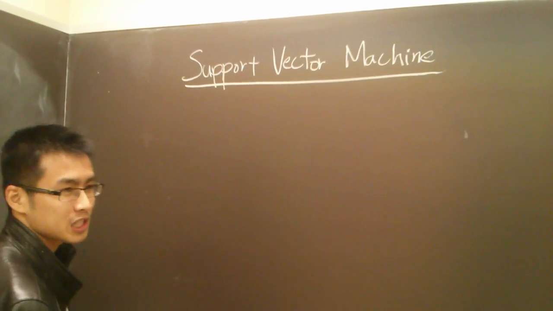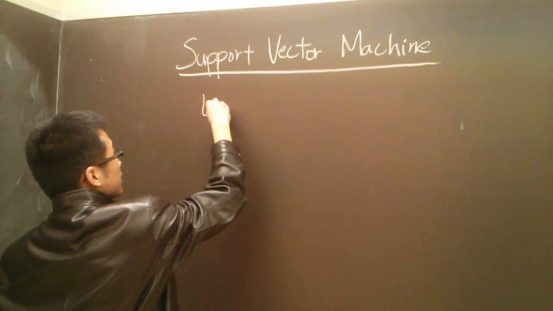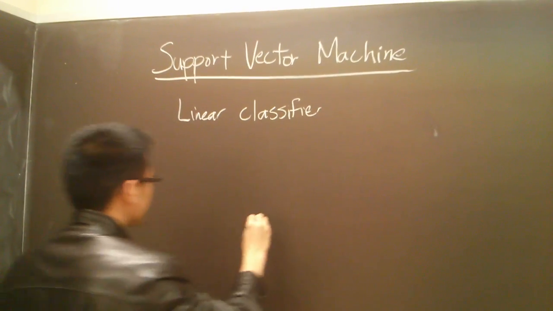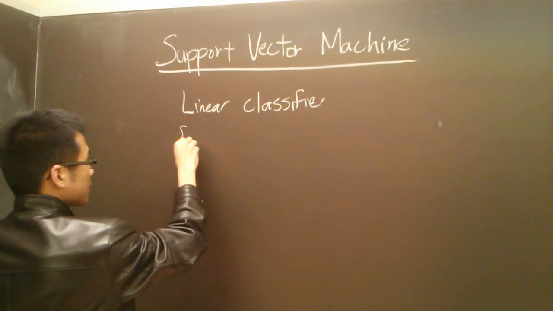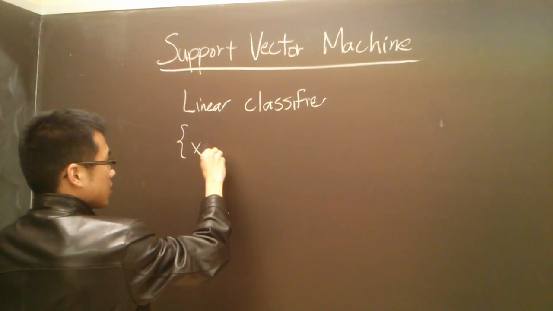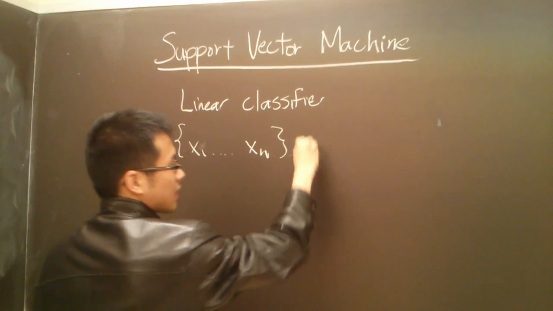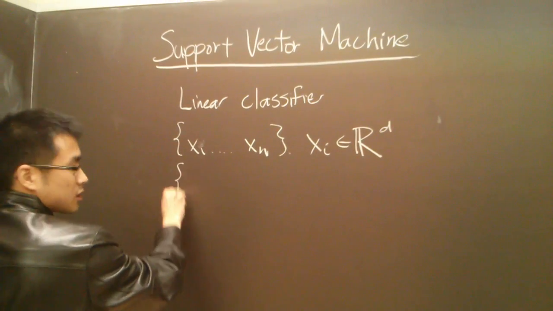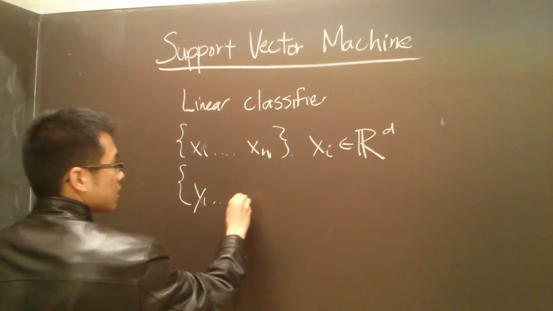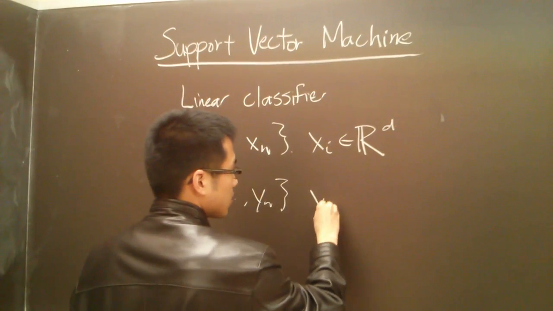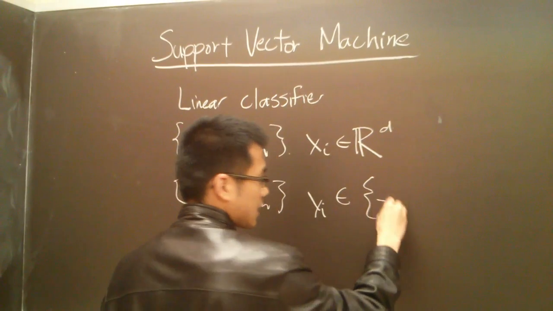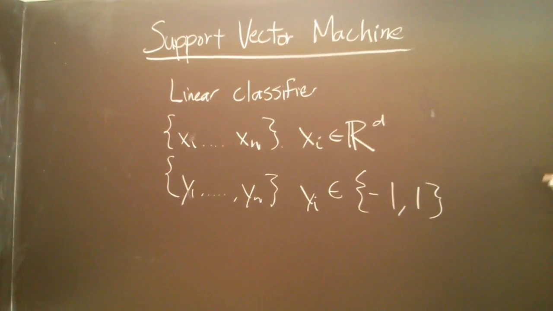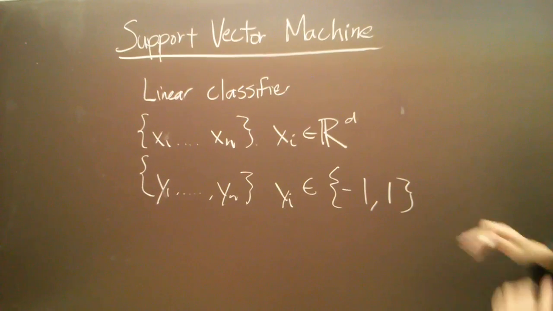So the support vector machine is a linear classifier, and what does that mean? It means that given some set of inputs x, such that the xi's are in some d-dimensional space, and some corresponding labels y1 to yn, where the y's are either -1 or 1, then it'll be able to correctly separate the xi's according to the yi's, right?